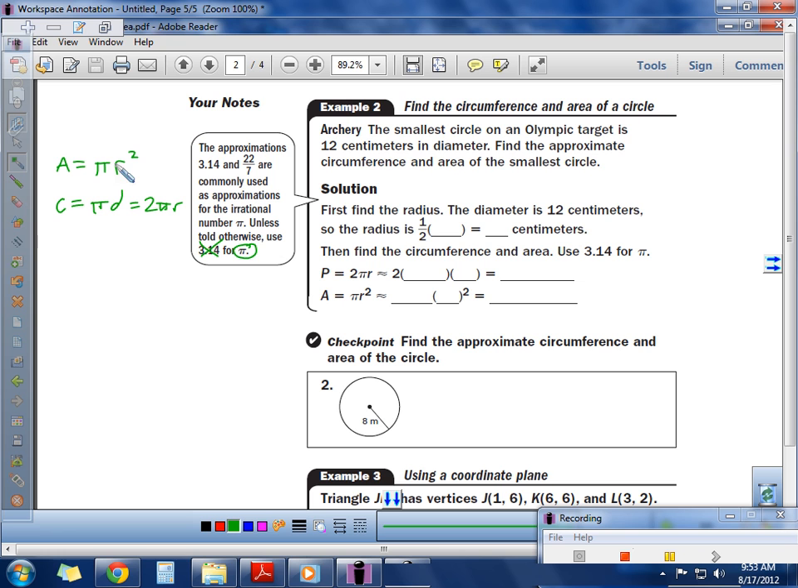So let's try this area one first. It says we need a radius. Were we given a radius? No, we were given the diameter is 12. How do you go from diameter to a radius? Cut it in half. So if the diameter is 12, the radius is going to be 6 centimeters. Now we can plug that into our formula. So we're going to have pi 6 squared. Try typing that in and see what you get.